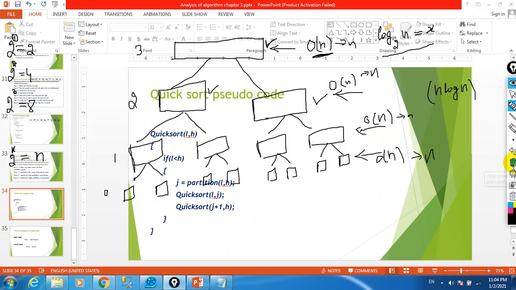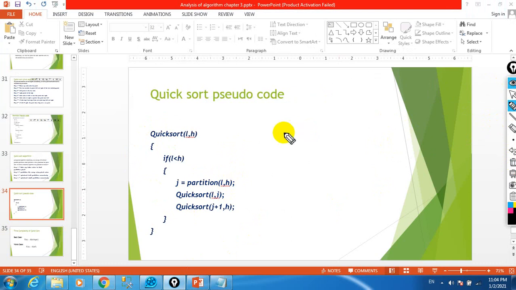So let me just explain it right here. For example, here we are calling the partition function again and again. So when we are calling the partition function, in each level of the tree, the time complexity will be n. It will be n plus n plus n plus n, so we can say it will give you cn.